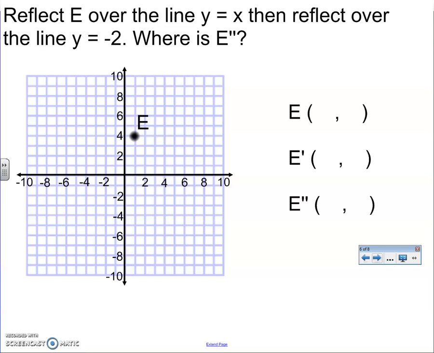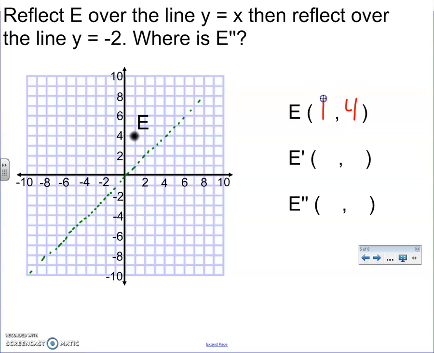Reflect E over the line y equals x, then reflect over the line y equals -2. Where's E double prime? So here E, hopefully you see it's 1, 4. Now first reflect it over the line y equals x. So we have to draw that line, that's y equals mx plus b, y-intercept 0, slope of 1. So let me draw this diagonal line. You don't have to draw the whole thing. You only have to have enough where you can actually count to the line, count away from it.